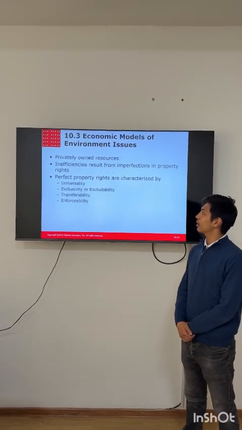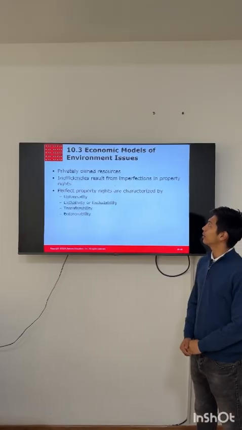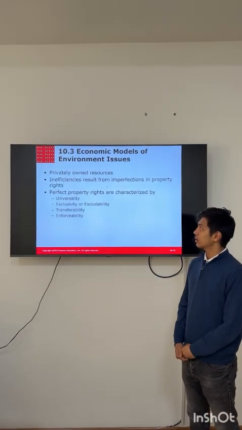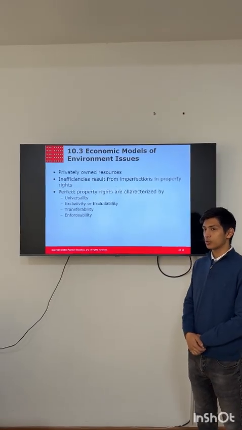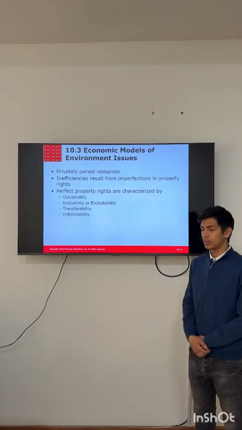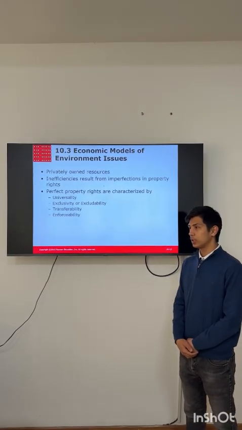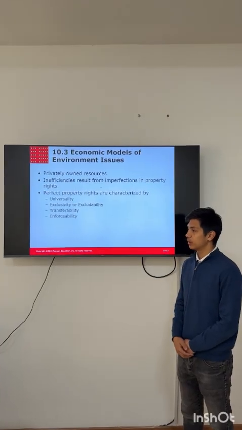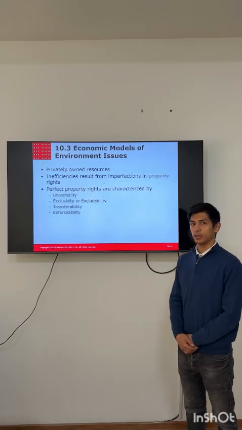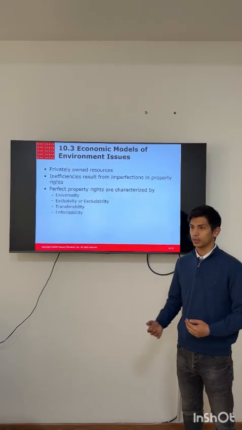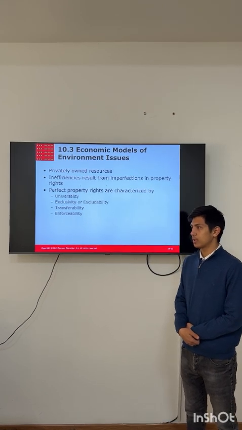So let's continue our topic, and my part starts from the economic models of environmental issues. So what does it mean? This page explains that resources should be privately owned by individuals, because everybody takes more careful care of their own things or territory, compared to the public sector. Let's give one example.